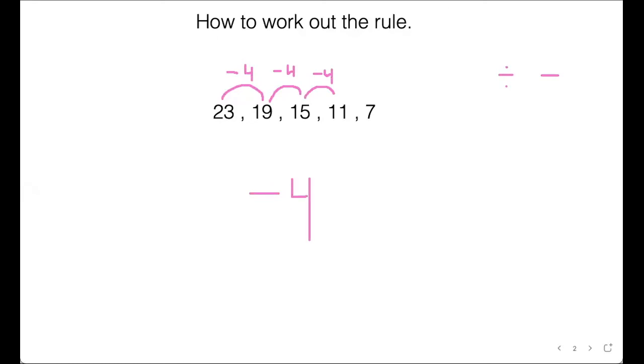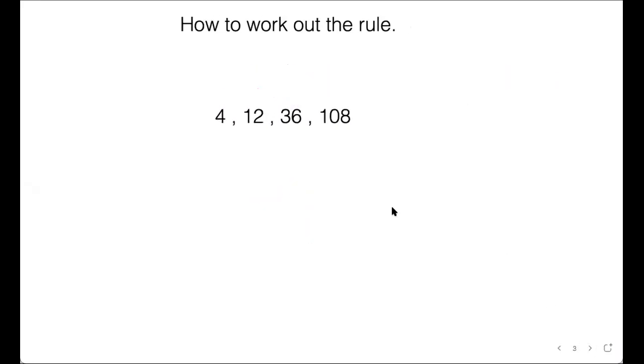Now moving on to the final sequence. The final sequence is shown here. How to work out the rule? So here we have another sequence again. We draw our symbols, plus, times, minus, and divide. If the numbers are going up, they're either plus or times. If they're going down, minus or divide. They're going up, so we can get rid of the minus and divide. And now we work out the rule.